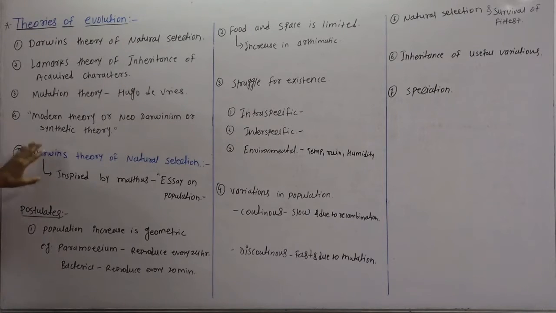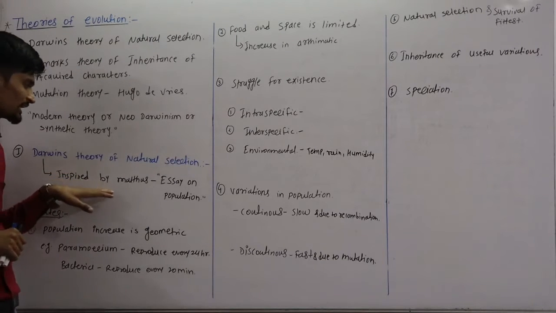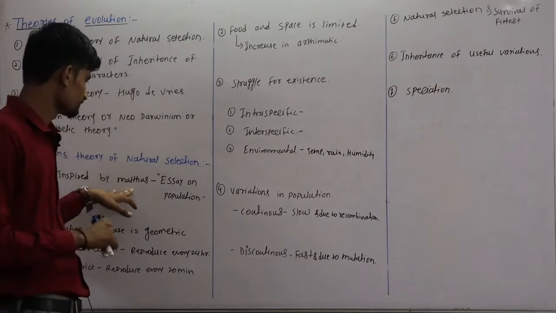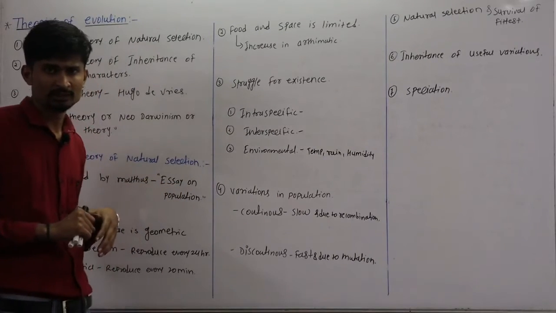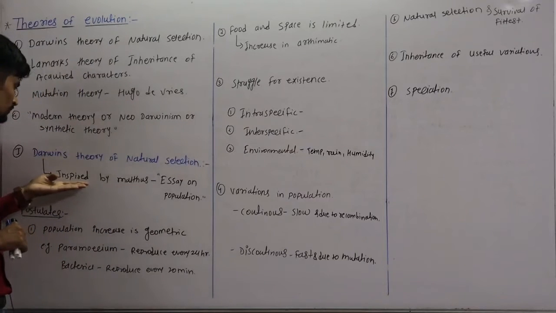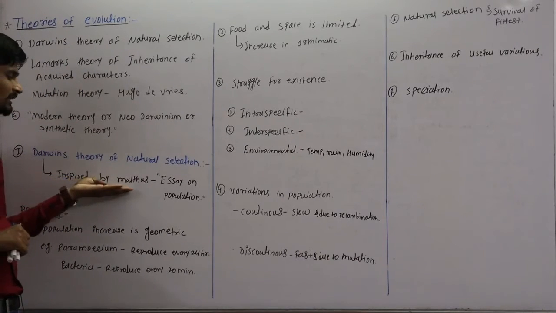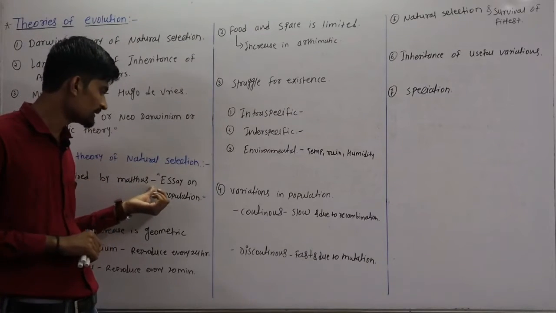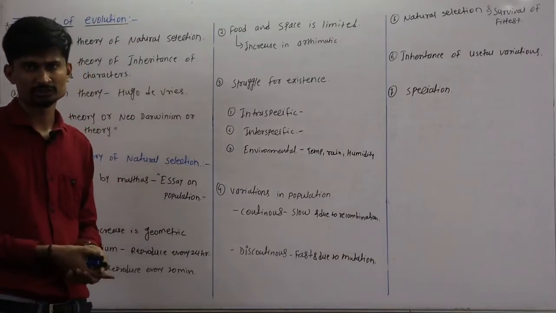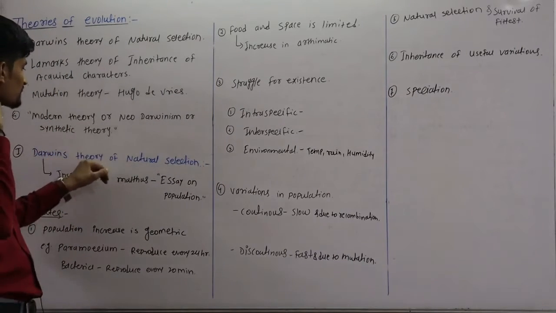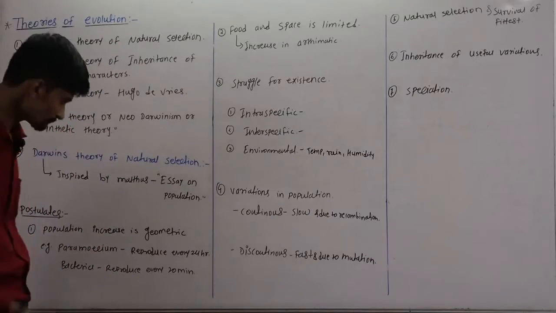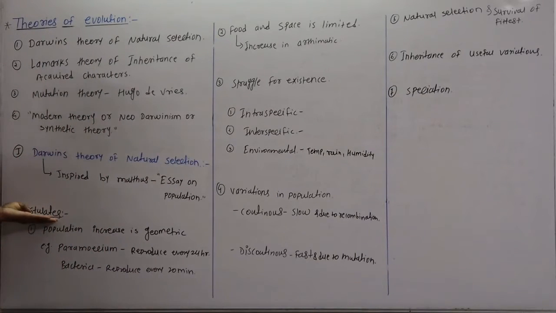So the first theory is Darwin's theory of natural selection. Darwin was inspired by a scientist, that is Malthus. This Malthus published an essay on population. So Darwin was basically inspired by the scientist Malthus, who published the essay on population study. On the basis of this, Darwin proposed his theory, that is Darwin's theory of natural selection. So what are the postulates of Darwin's theory of natural selection?